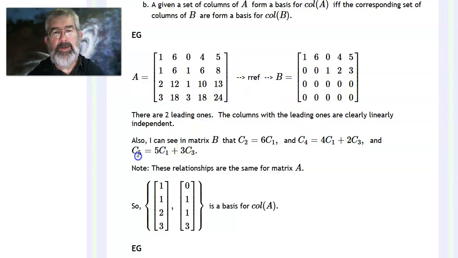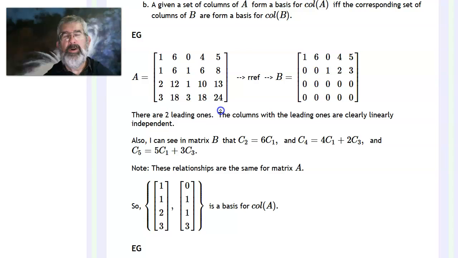And lastly here you can check for C5, column 5. It should be 5 times the first column plus 3 times the third column. So 5 times this plus 0 times 3, yes. 5 plus 3 is 8, yes. 10 plus 3 is 13, yes. 15 plus 9 is 24.